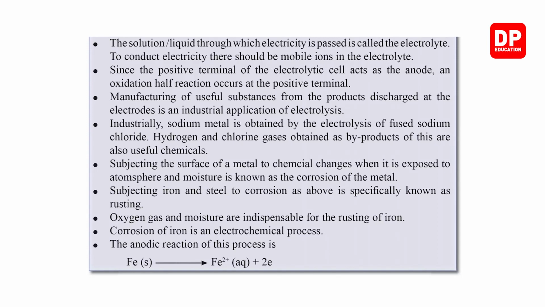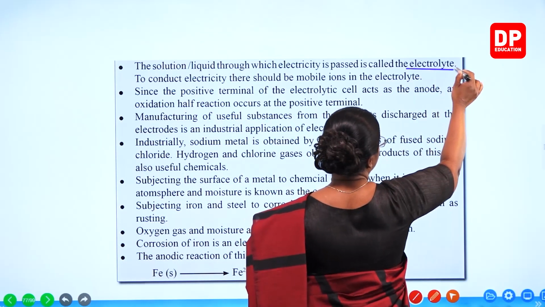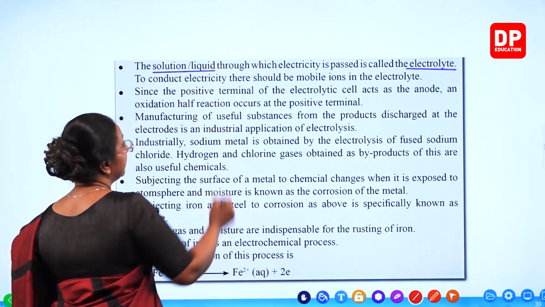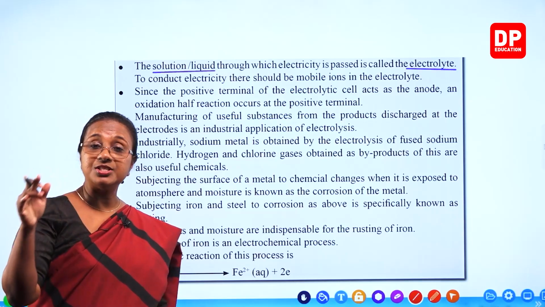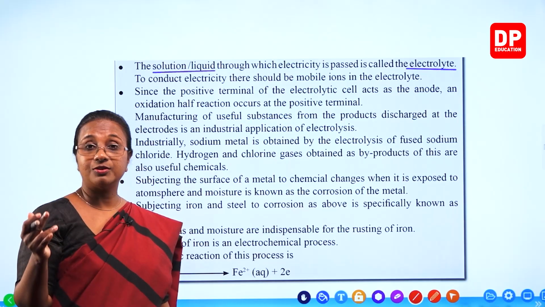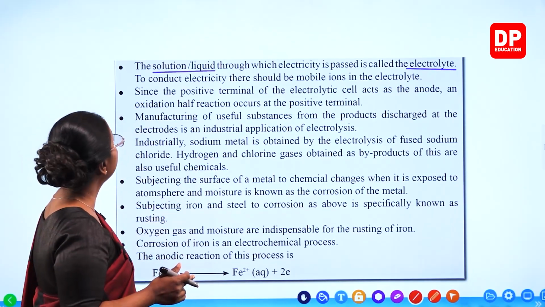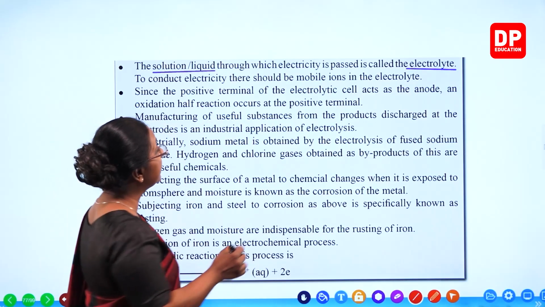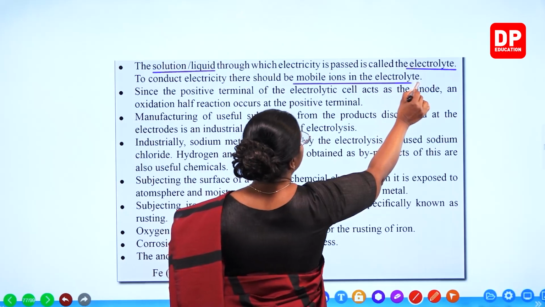You can see the solution or liquid through which electricity is passed is called the electrolyte. So the term electrolyte, the solution or the liquid that can conduct electricity and through which electricity is passed in an electrolytic cell is the electrolyte. To conduct electricity, there should be mobile ions in the electrolyte.